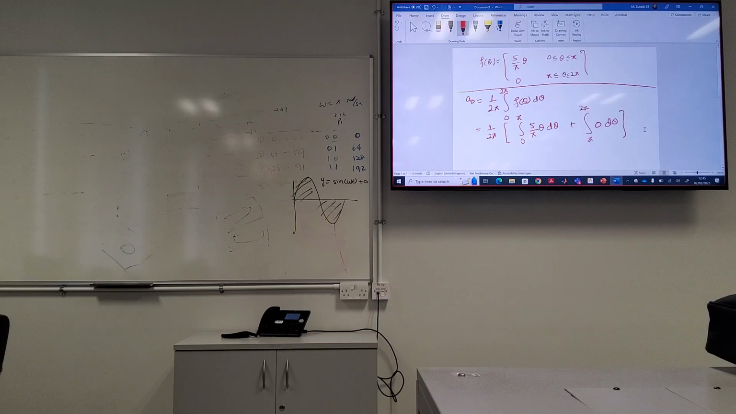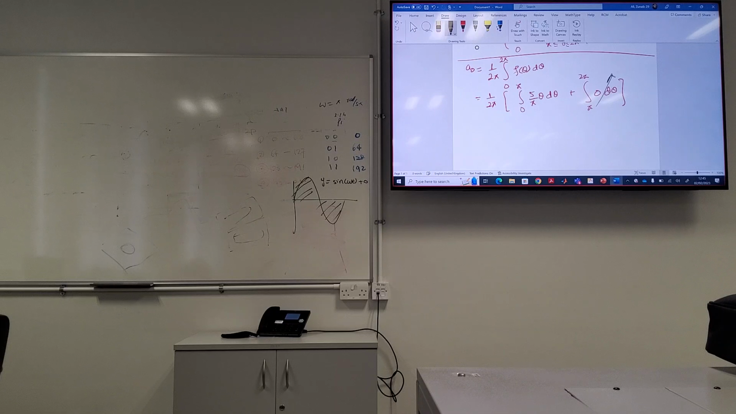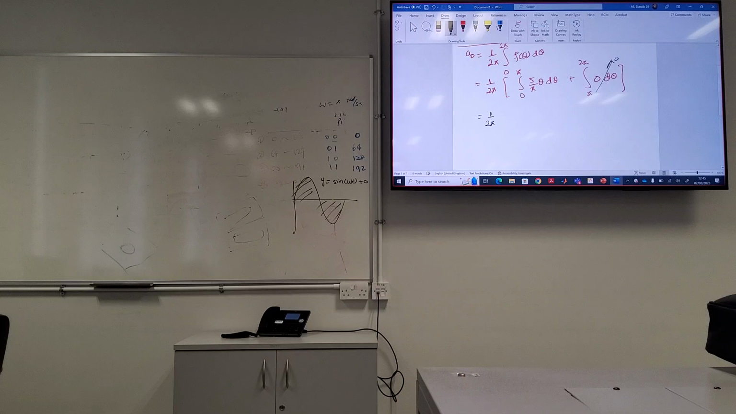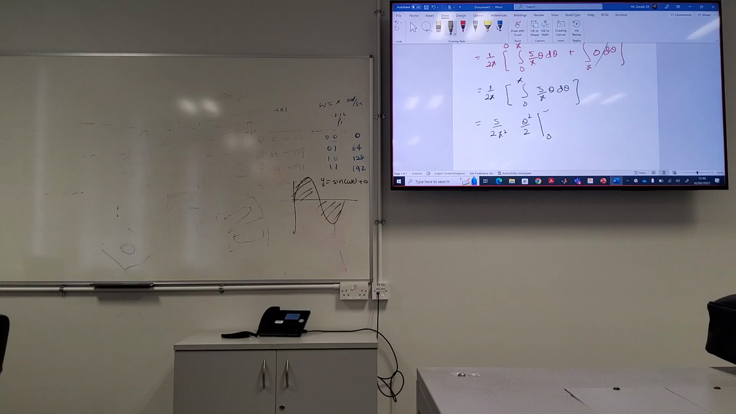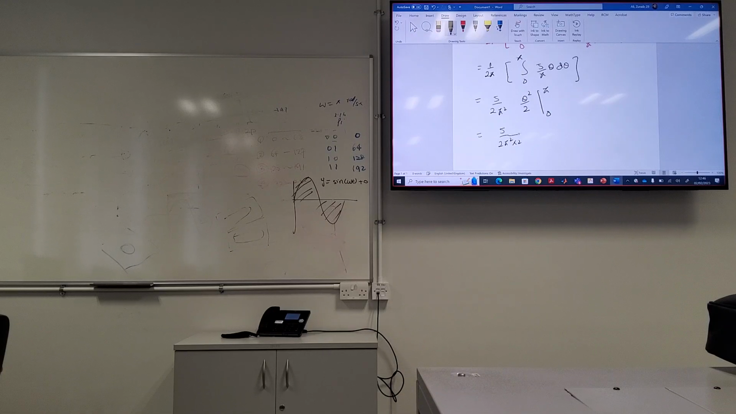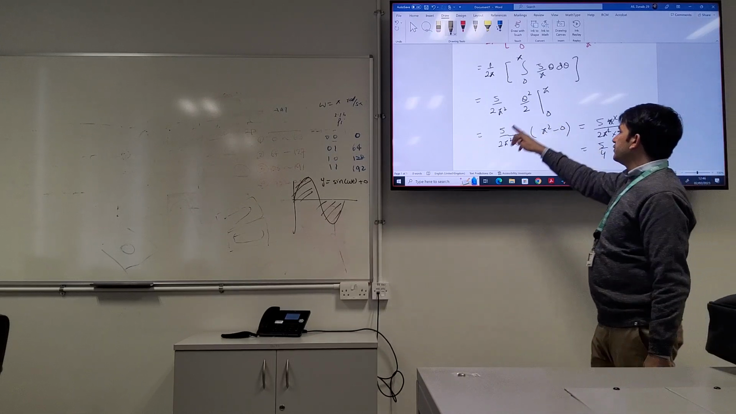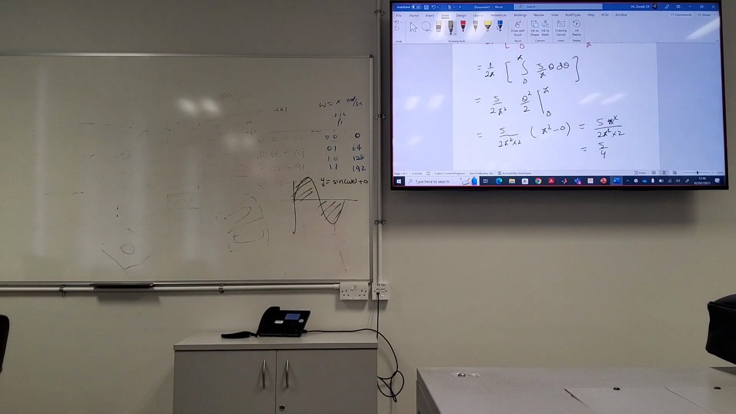Okay. So it means that this part is 0. So we are left with 1 by 2 pi, integral from 0 to pi of 5 by pi theta d theta. Finally, if we take 5 by 2 pi outside, inside theta is theta square by 2, from 0 to pi. If we put in pi square minus 0, finally it will be 5 pi square divided by 2 pi square times 2. So finally 5 by 4. You understood this, right? We simply applied the limits, and here we took 2 outside, and finally we get the value as 5 by 4, which was a naught.